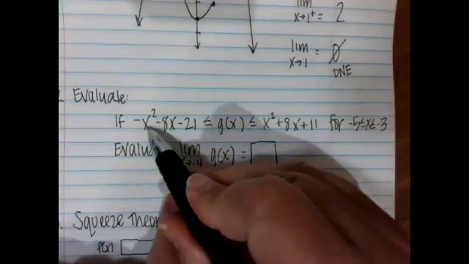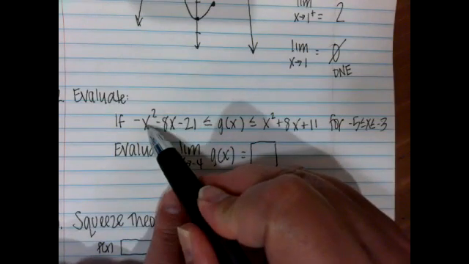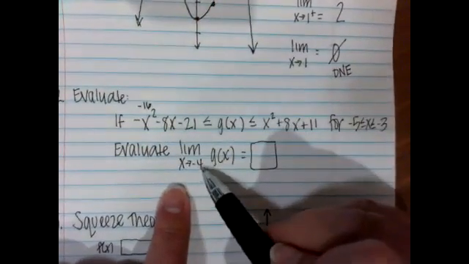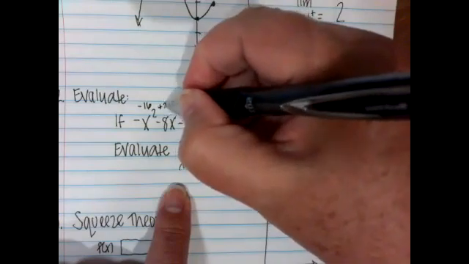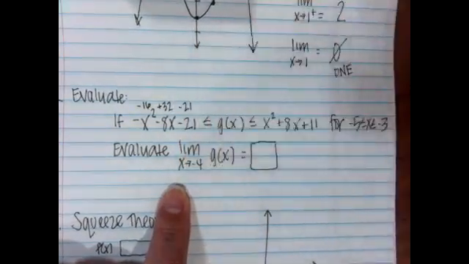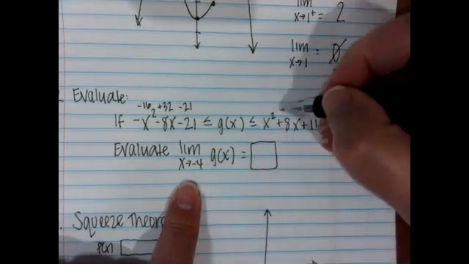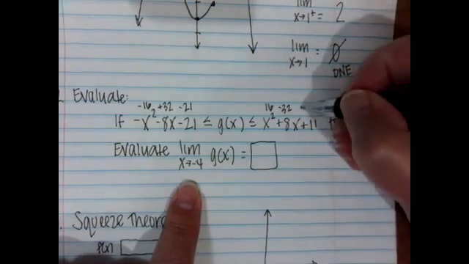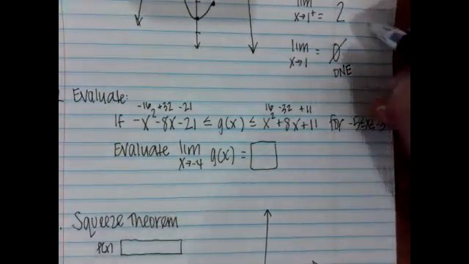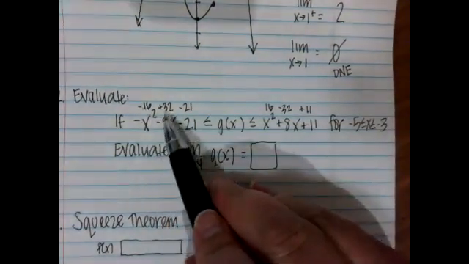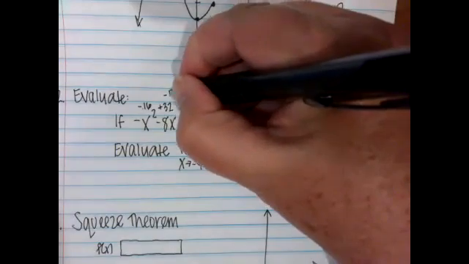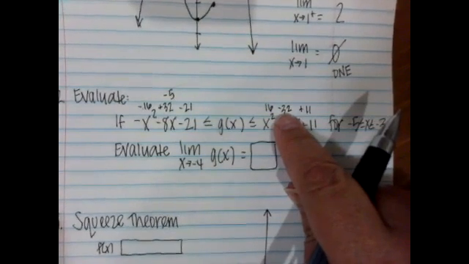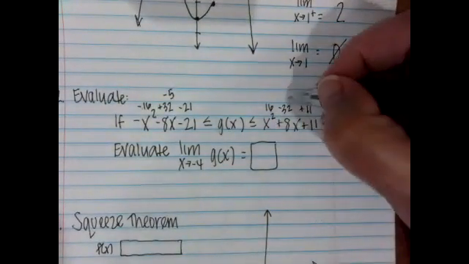So up here, if I plug in a -4, that would be -4 squared, which is 16, but then there's a negative out front. So that would be -16. A -8 times a -4 would be a +32, and then a -21. Then same thing here, a -4 squared is 16. A +8 times a -4 is a -32, and +11. So let's see what I get here. -16 plus 32 is 16, and 16 minus 21 is -5. So this side's -5. 16 minus 32 is -16, plus 11 is -5.